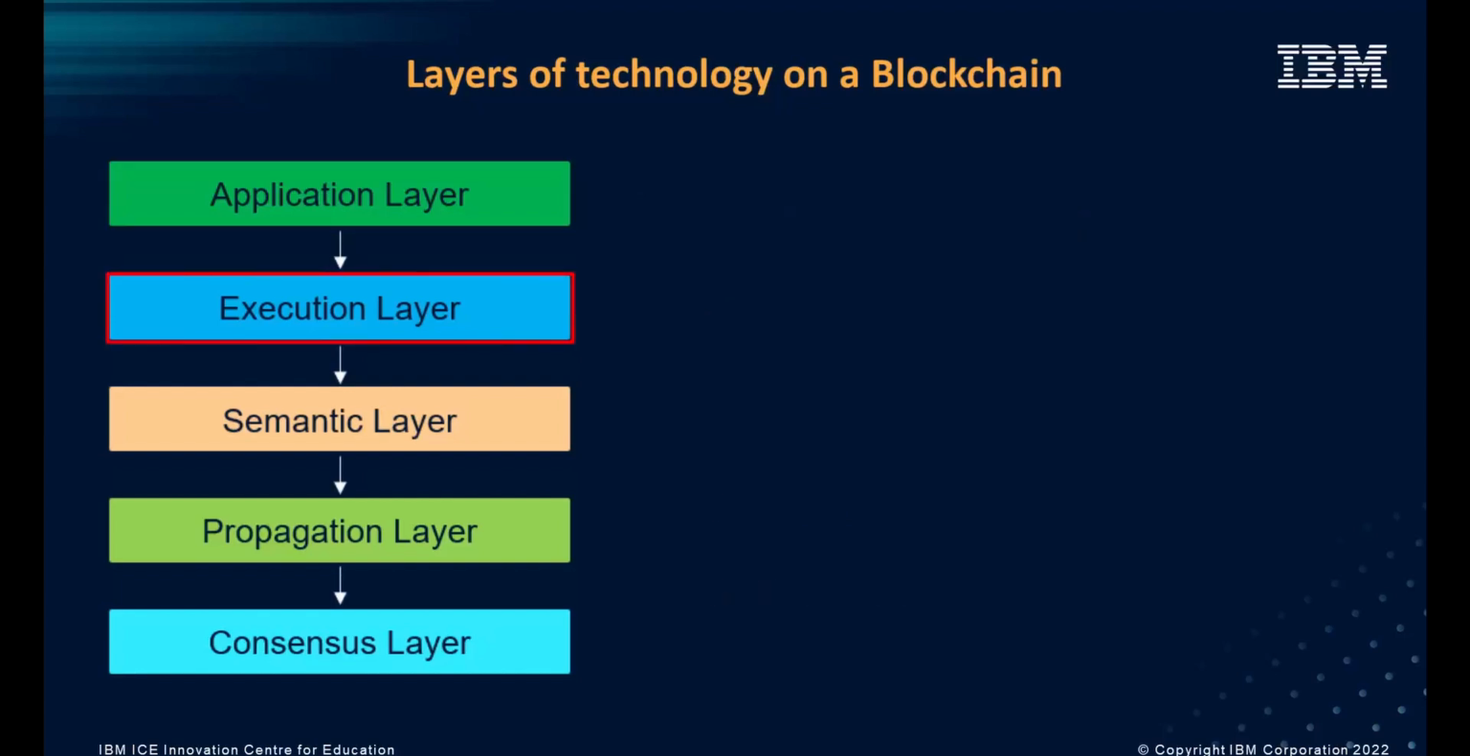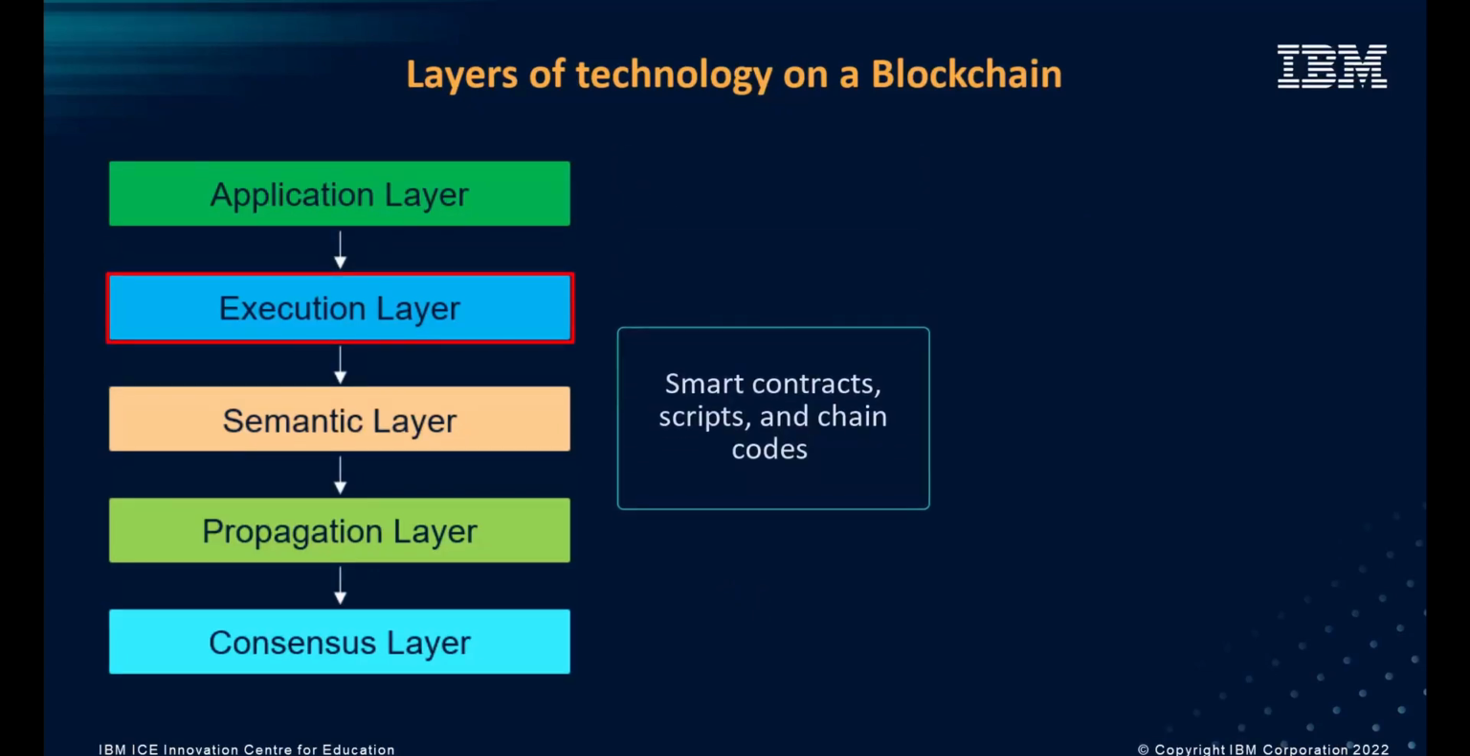Two, execution layer. When the application runs, the smart contracts, scripts, and other chain codes in the application get executed and communicate with the blockchain and other applications to perform the functions for which the application has been built. During runtime, the application layer sends instructions to the execution layer, which then handles the transactions as per instructions.